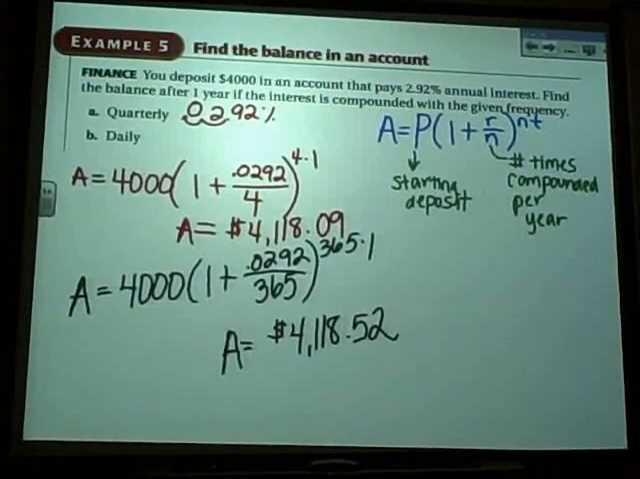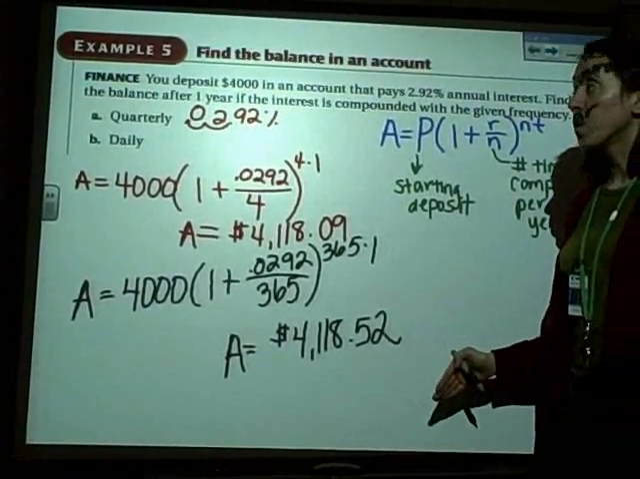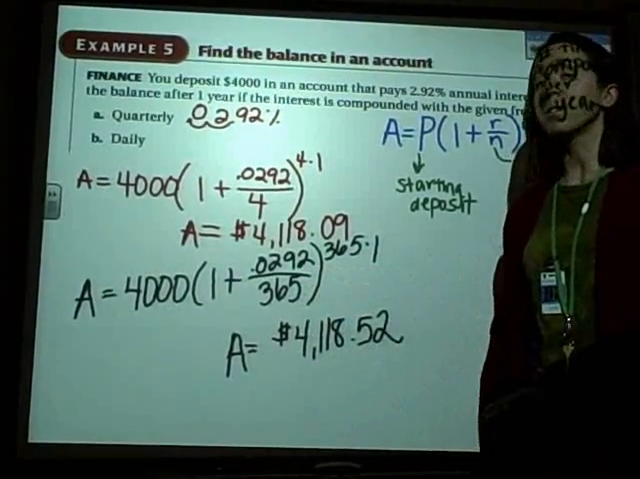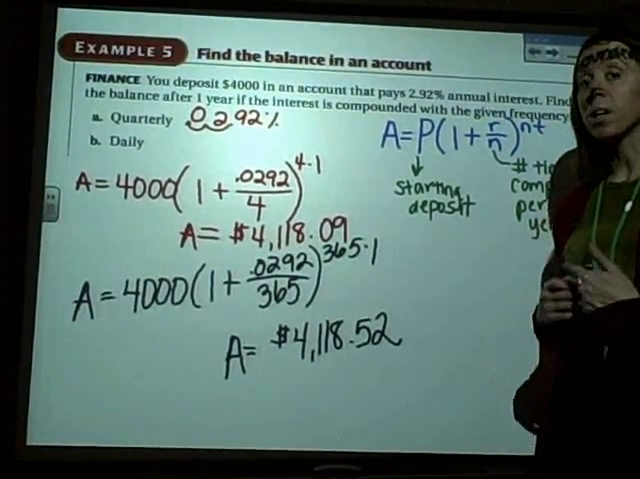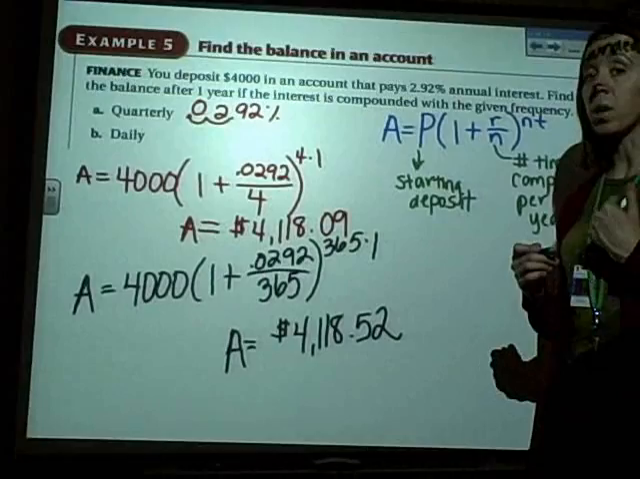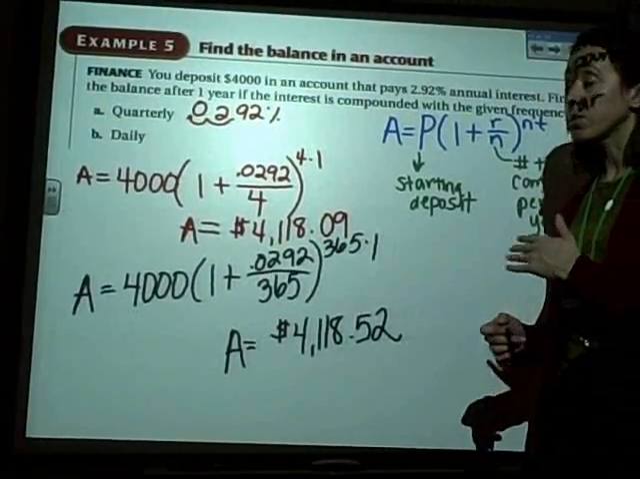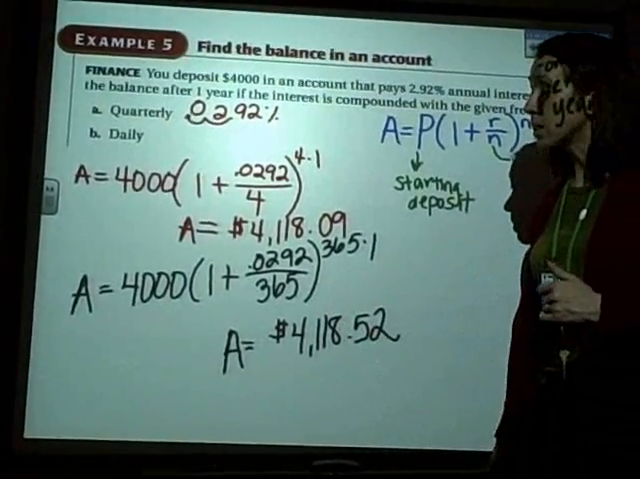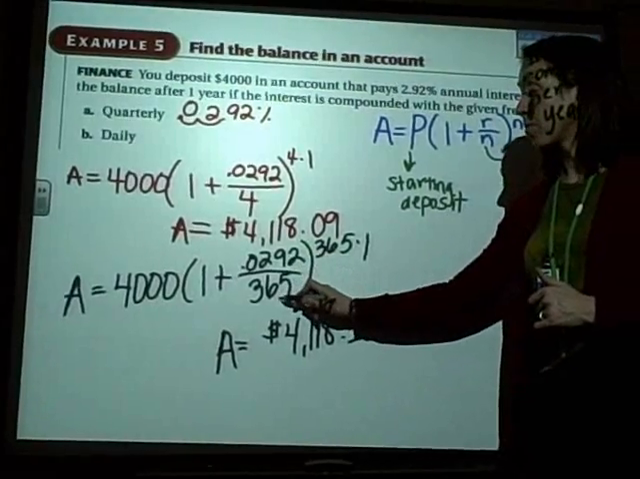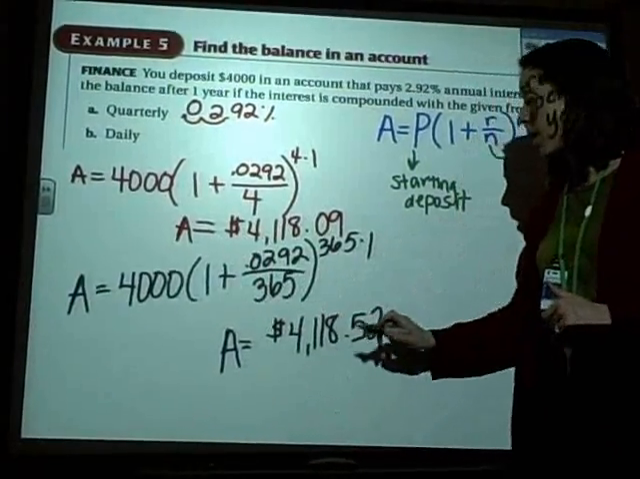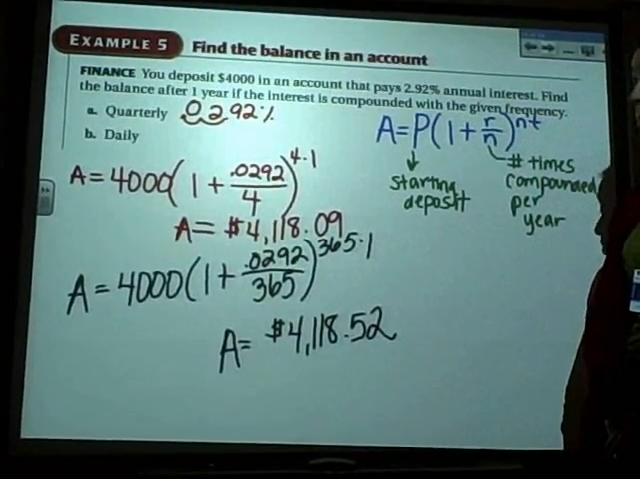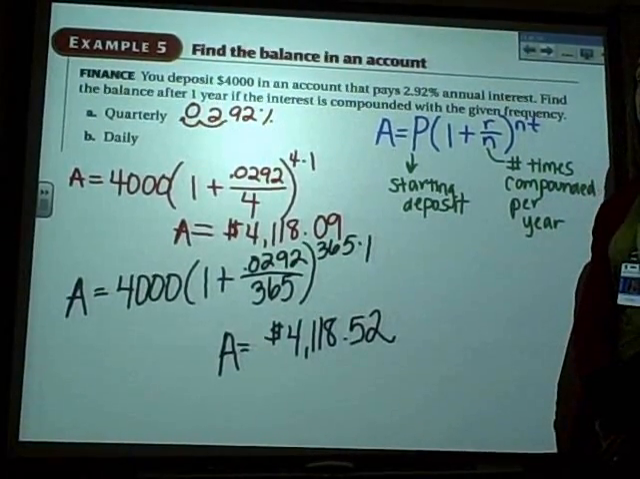Alright, so for that last one there, we want to plug in 365 for compounded daily, because there are 365 days in 1 year. Again, it's all compared to a year. So we plug in 365, we would divide first, then add, raise to that exponent, multiply. You should have gotten $4,118.52.